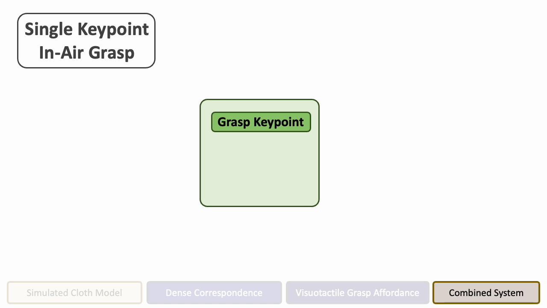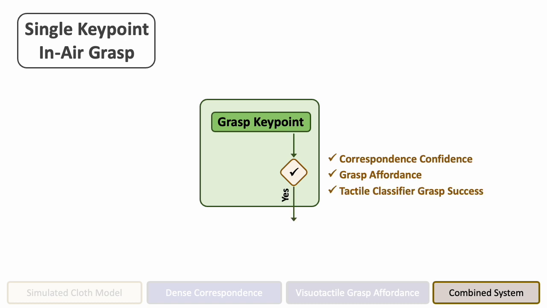Let's go through this in a state machine format. In order to find a grasp point, we need to check for confidence. Here we're checking for correspondence confidence and grasp affordance, and if these two are high enough, we attempt the grasp and only move on if the tactile classifier confirms grasp success. Otherwise, we rotate and try again.